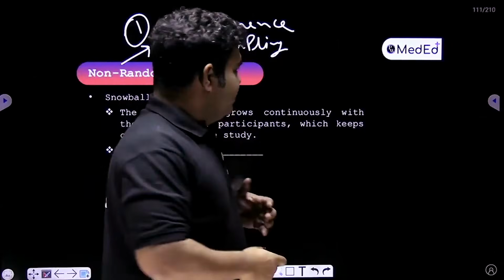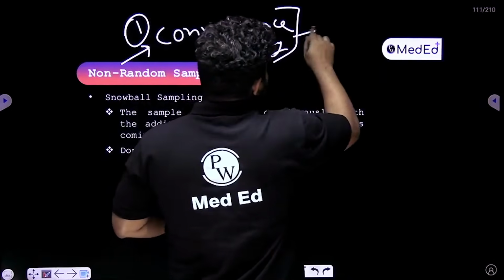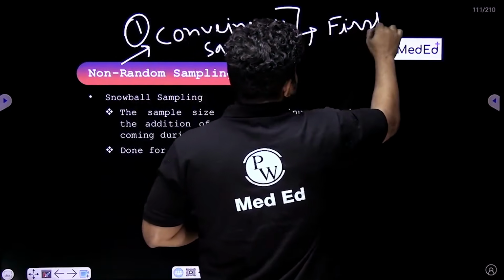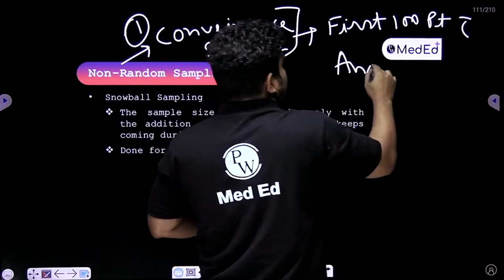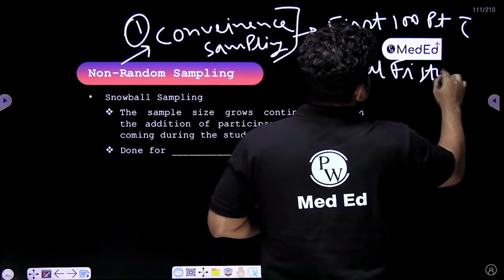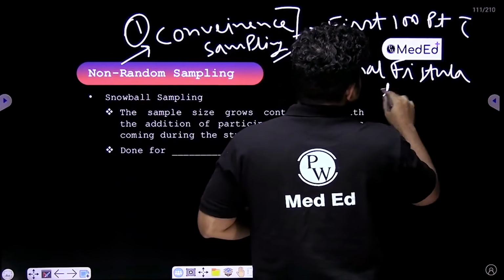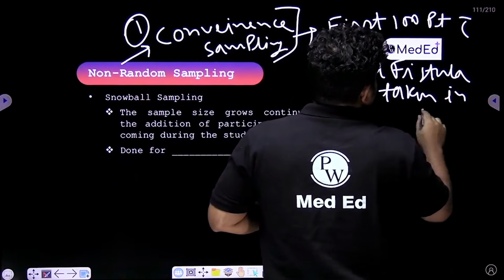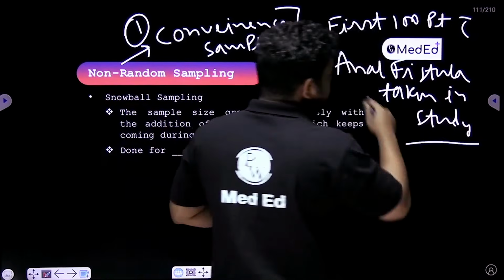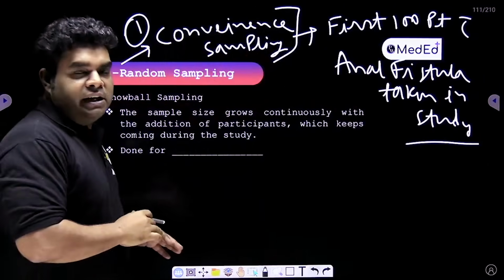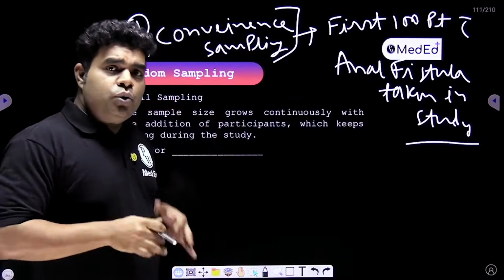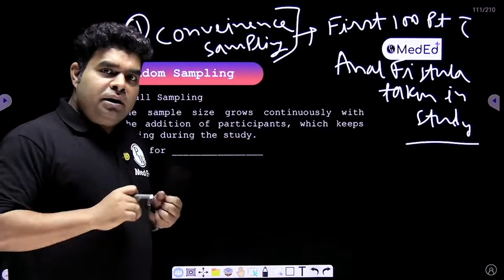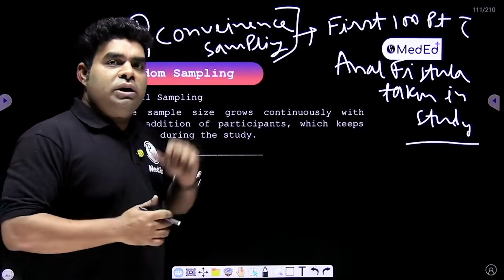So you are doing this research and you said that first 100 patients with anal fistula will be taken in my char sutra study. If you say the first 100 patients with anal fistula are taken in the study, you are doing it based on your convenience, because you are sitting and just taking them. So it's convenience. But let's say you are fed up with watching only male bum. You want to have some female patients also in the study.